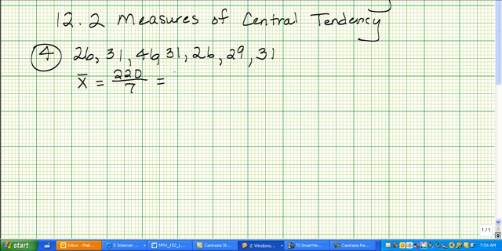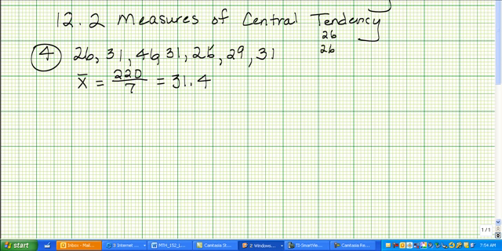And I'm getting, the directions say round it to the nearest tenth for the mean value, so that would be 31.4. 31.4 is our mean. Okay, let's move on to part B, which is to find the median. To find the median, we need to arrange these in numerical order from the smallest to the largest.